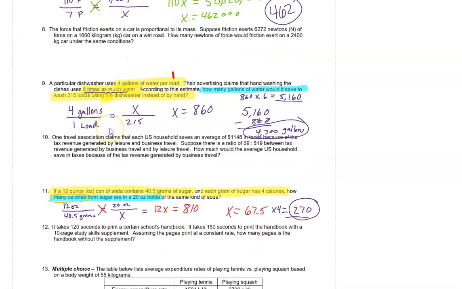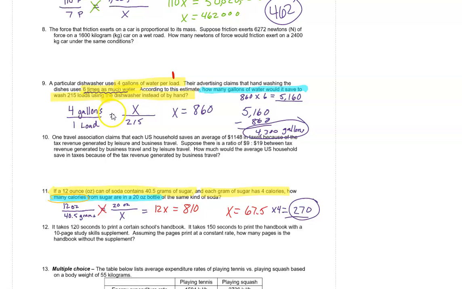Moving on to number 9. A particular dishwasher uses 4 gallons of water per load. 4 gallons per 1 load. Their advertising claims that hand washing the dishes uses 6 times as much water. According to the estimate, how many gallons of water would it save to wash 215 loads using the dishwasher instead of by hand? So again, when they give you a ratio, you're going to want to use it. So they gave me 4 to 1, so I wrote 4 gallons over 1 load. So 4 gallons gives you 1 load.